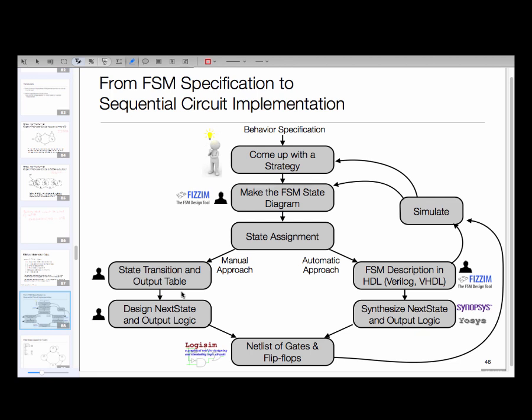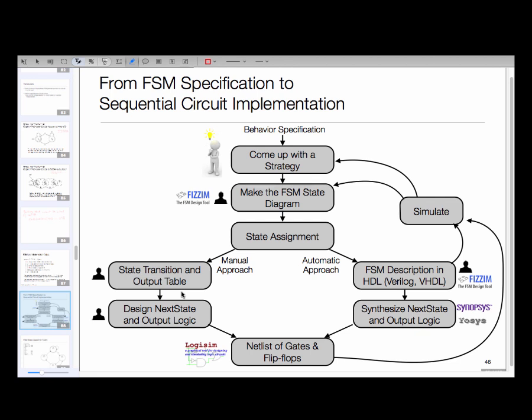Now in commercial strength tools, that list can straight away be used to make a chip or program an FPGA. In our case, unfortunately, there's an inevitable manual step because none of these tools output in Logisim format. So they'll give you a list and then you'll have to wire it up manually in Logisim.